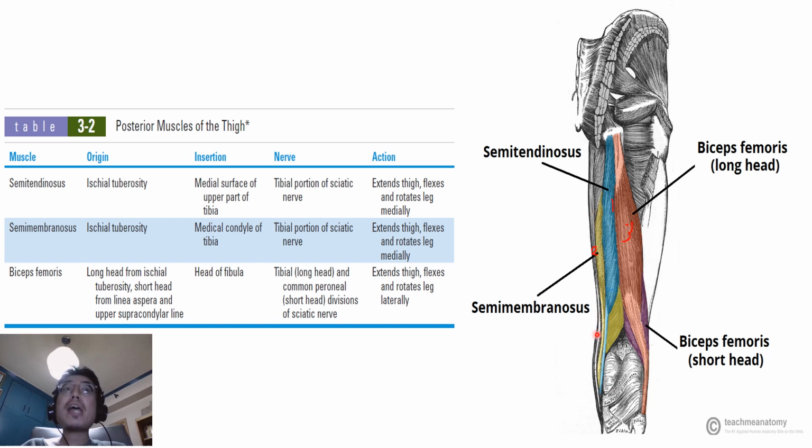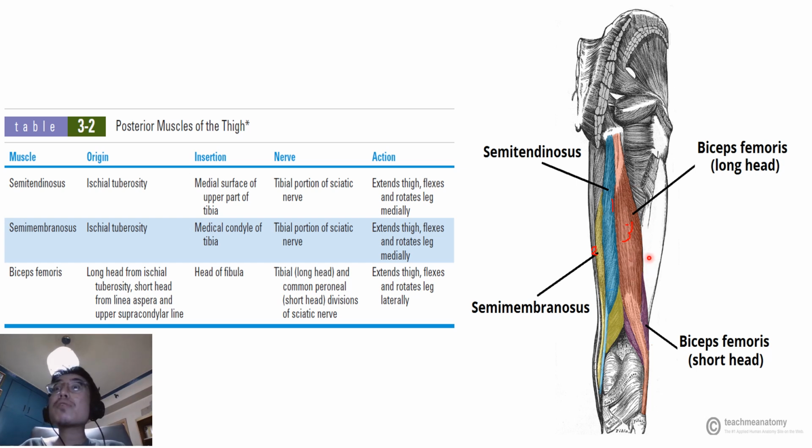Speaking of the semimembranosus in yellow, its origin is also the ischial tuberosity and it inserts into the medial condyle of the tibia. It is innervated also by the tibial portion of the sciatic nerve. And again, it extends the thigh, it flexes the leg, and it rotates the leg medially.